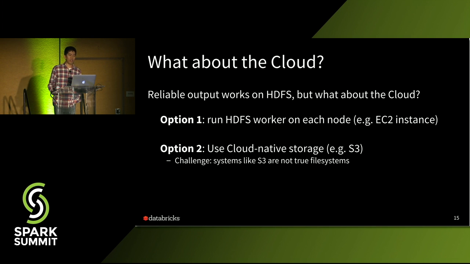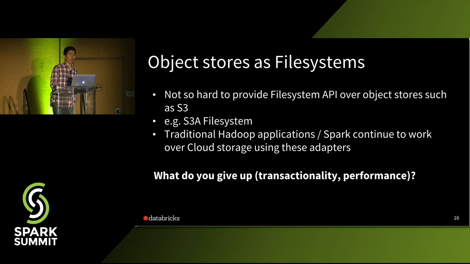There's a challenge here in that systems like S3 are not really true file systems. The API they present is more like a key-value or object store. So how's that going to work? Well, fortunately, it's really not hard to provide a file system API over object stores such as S3. For example, the S3A file system is commonly used as an adapter here. This lets traditional Hadoop applications or Spark continue to work over cloud storage.